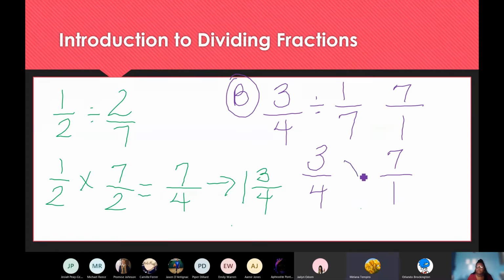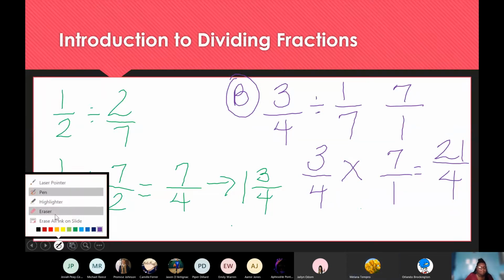Multiply. So I'm going to multiply straight across. 3 times 7 is what? 21. And 4 times 1 is 4. Very good. I love how you chime in for us, Josiah.